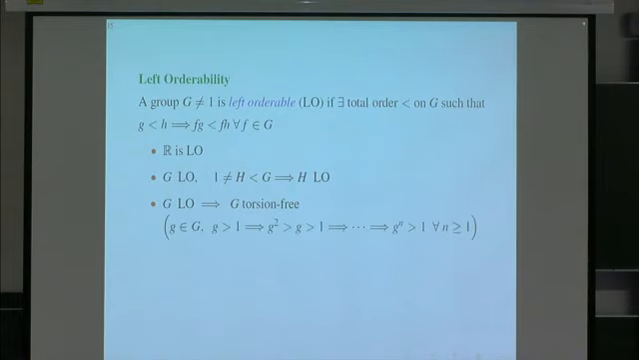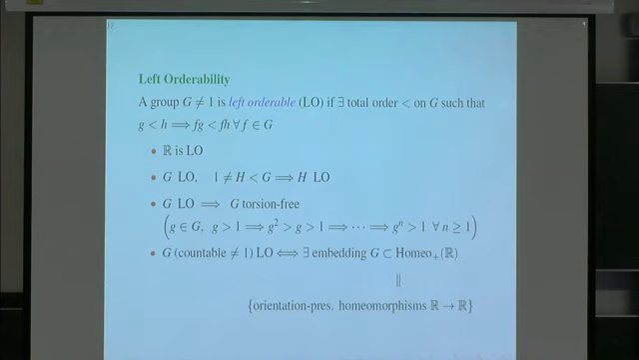If you've got an element of a group that's not the identity, let's assume it's greater than the identity, without loss of generality. Multiply this on the left by G, and you get G squared is greater than G, but G is greater than 1. And so G squared is greater than 1. And so all the positive powers of G are greater than the identity. And similarly if it's less than 1. So certainly, but of course, there are also torsion-free groups that are not left-orderable.